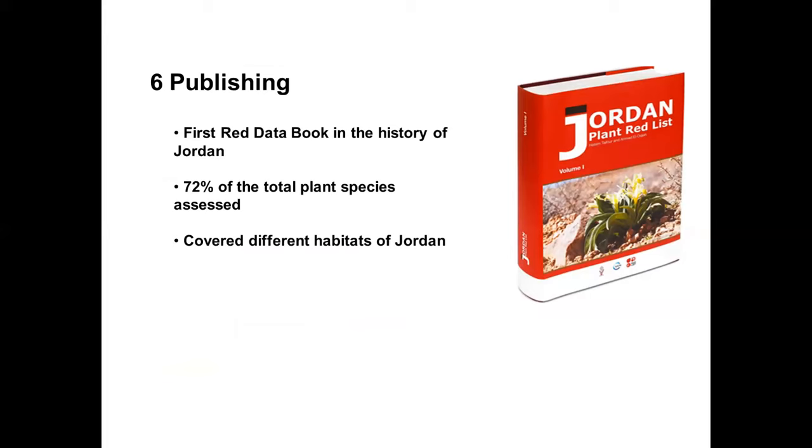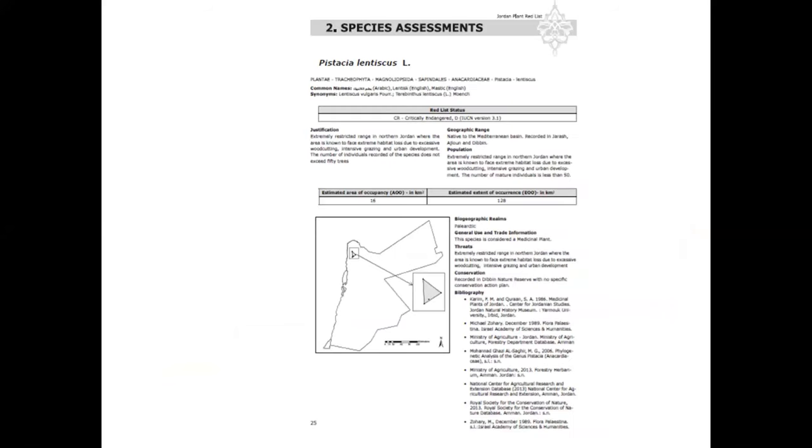The regional Red List assessment for the plants of Jordan produced a three-volume series that documents the conservation status and the threat level of wild plants listed on the Jordan plant checklist. These volumes are published by the Royal Botanic Garden in Jordan in cooperation with IUCN and the Ministry of Environment. The published Red Book contains five major components: taxonomic data, range distribution map, conservation status, threats, and then the references.